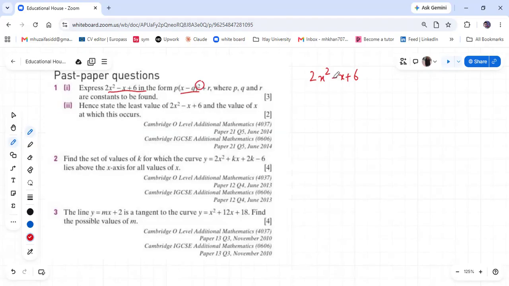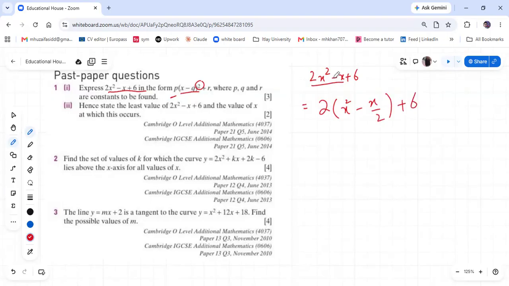Basically, indirectly, our examiner wants us to follow completing the square. So this is equal to 2x squared minus x plus 6. I'm taking 2 common from this side. Why am I taking it common? Look at it here, he is defining p, q, and r as the constants to be found. So x squared minus x over 2 plus 6. Understand?